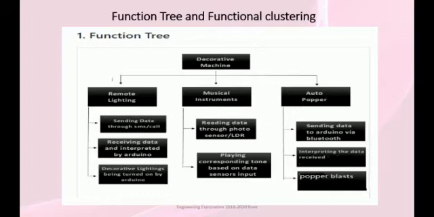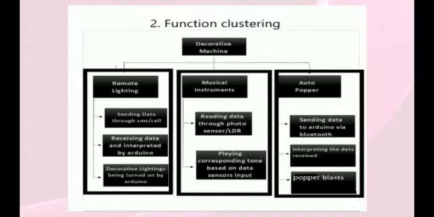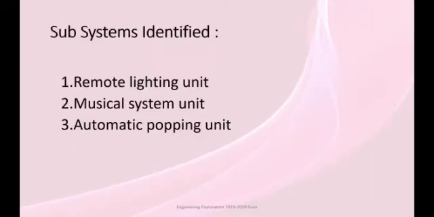Next, the working of the popper is quite simple. When we send the data to the Arduino via Bluetooth, the popper pops up and blasts. In function clustering, we have clustered these function blocks in order to perform their respective functions, that is remote lighting, musical instruments and auto popper. Now let us find the subsystems that we have identified. They are the remote lighting unit, musical system unit and automatic popping unit. So these are our subsystems.